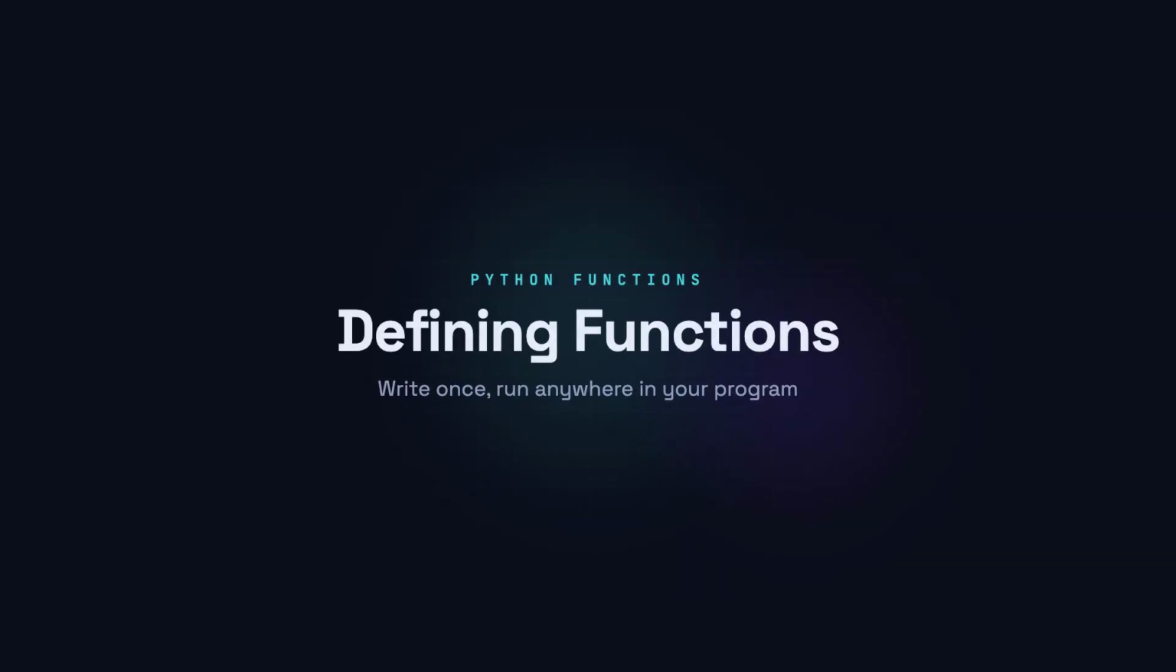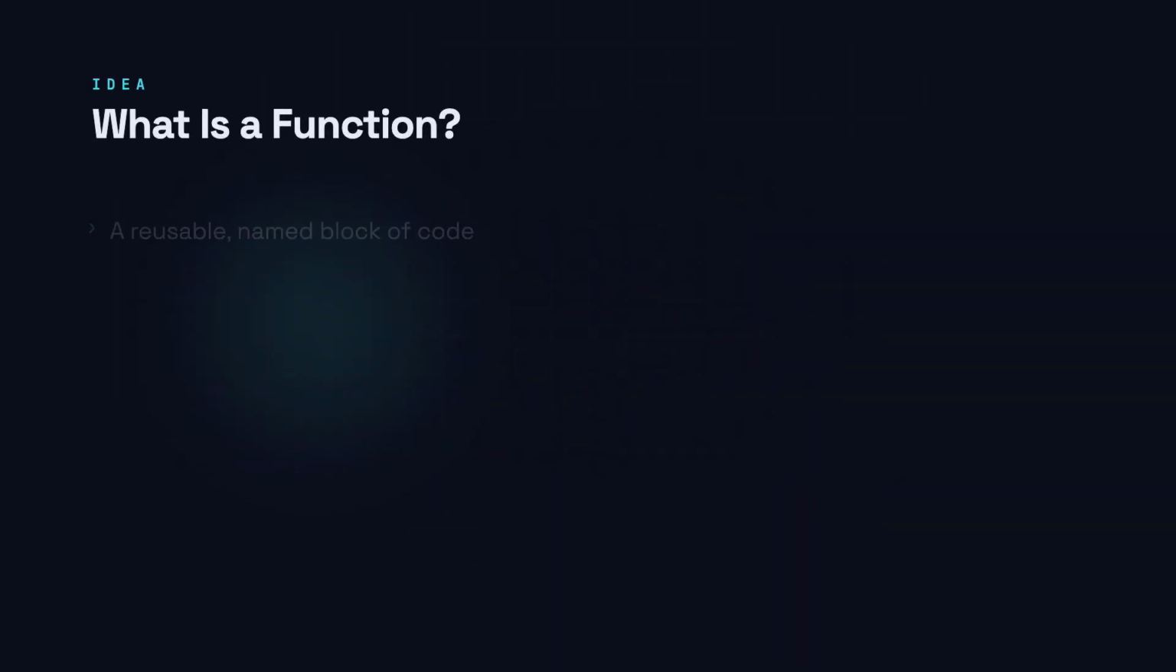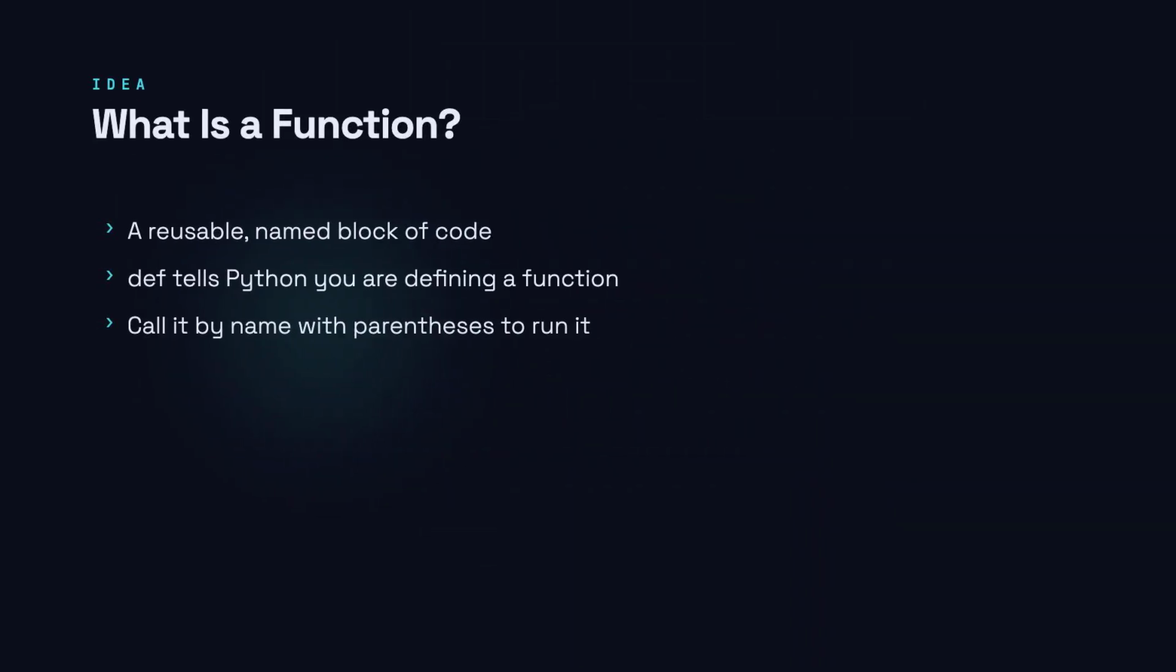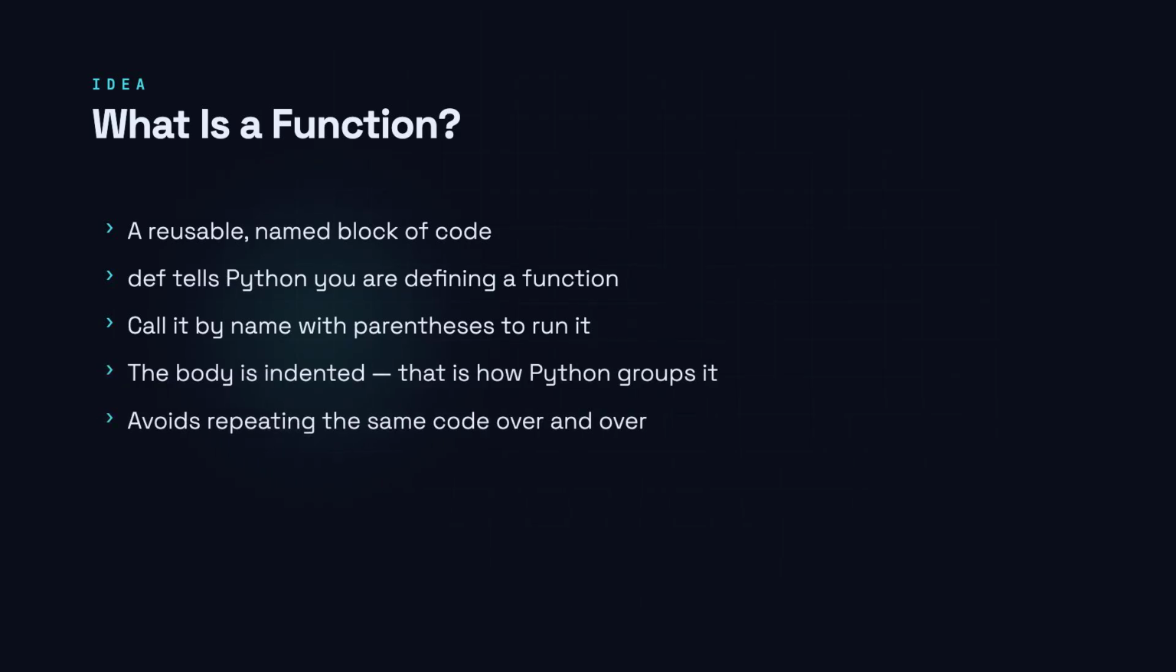In this video, we look at functions, one of the most powerful ideas in Python. A function lets you name a block of code so you can use it again and again. A function is like giving Python a recipe. You write the steps once under a name, and whenever you need those steps, you just say the name.